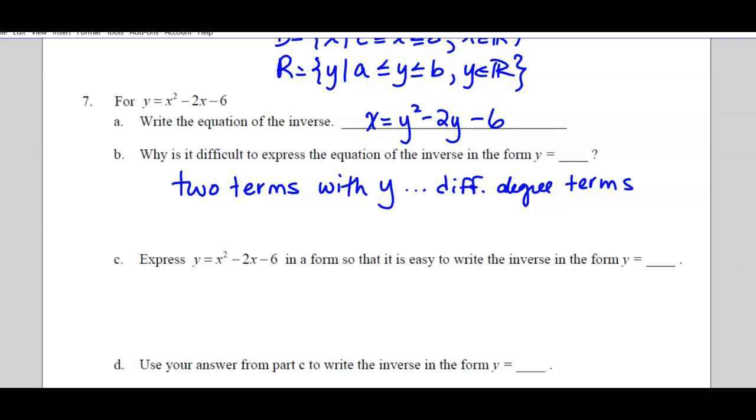Yeah, the method to get it there is completing the square. So we want to complete the square on that. So remember back to math 20. What do you mean by this? Two terms with y, different degree terms, so how do you get y by itself? That's why it's difficult. There's two terms with y, and they don't have the same degree, so I can't get y by itself.